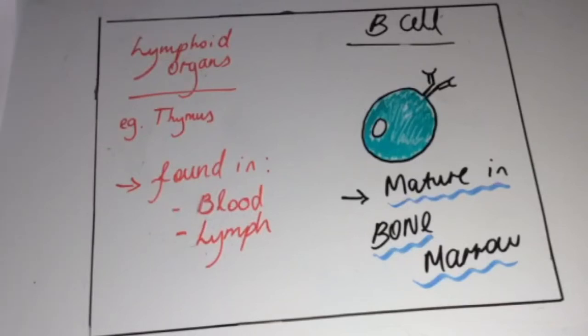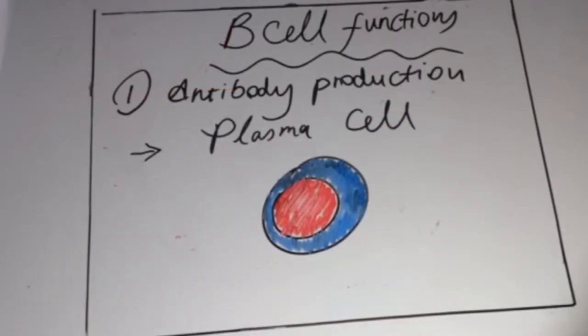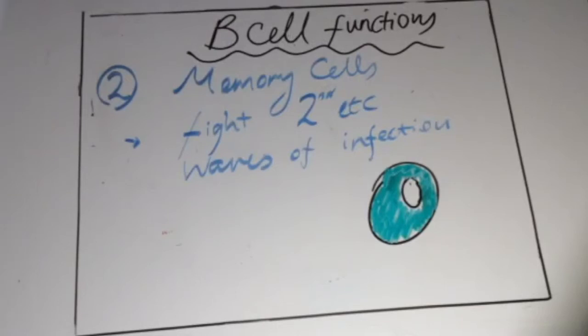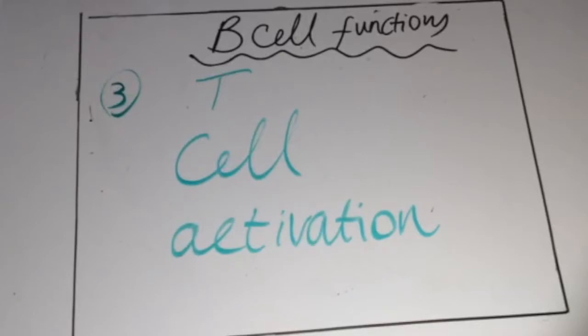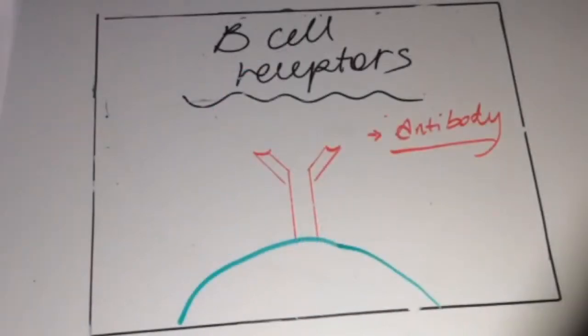B cells are mostly found in the lymphoid organs but can also be found in the blood, although they mature in bone marrow. B cell functions include antibody production as plasma cells, becoming memory cells in order to fight further waves of infection, and also have a role in the activation of T cells. B cells are able to act on antigens through their B cell receptors.